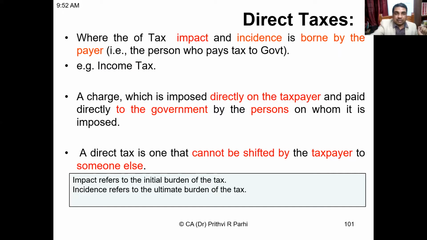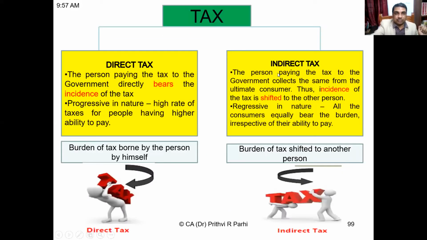Now, let us go back to that picture that I was showing you. What is direct tax? The person paying the tax to the government directly bears the incidence. That means the person who is paying is bearing the ultimate impact. That means the burden of tax is borne by the person himself. So we can call it a direct tax. Understood? Whereas in indirect tax, the incidence of tax is shifted to another person. Okay, someone has paid the tax, but the burden is on a different person. Understood?